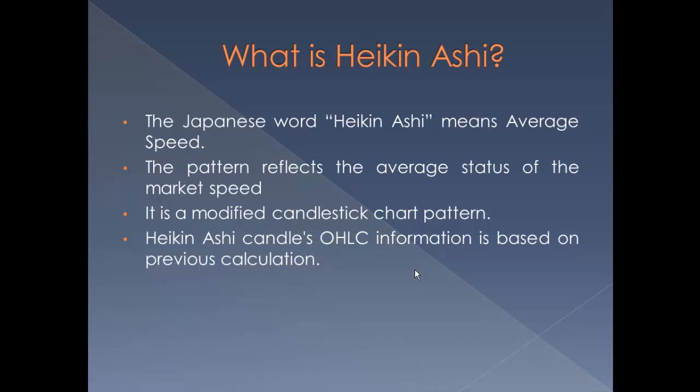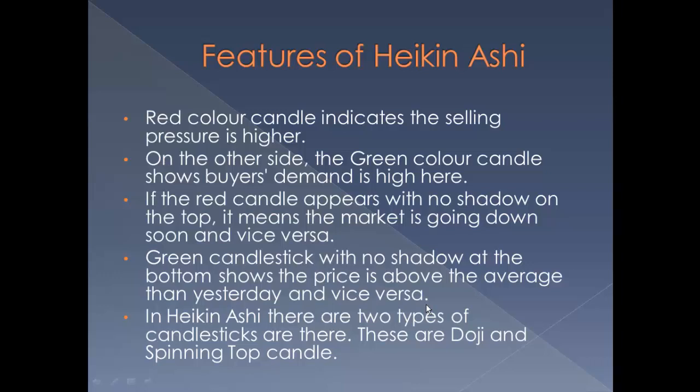So as we understood, the Heikin Ashi candles' OHLC information is based on previous calculation, and it is not a normal candlestick, it is a modified type of candlestick pattern. So features of Heikin Ashi: red color candle indicates the selling pressure is higher. So we have already seen. On the other side, the green color candle shows buyer demand is higher. If the red candle appears with no shadow on the top, it means the market is going down with heavy selling pressure, and vice versa. Similarly, if we get a green candle with no shadow on the bottom, it means the market is going up with heavy buying pressure.